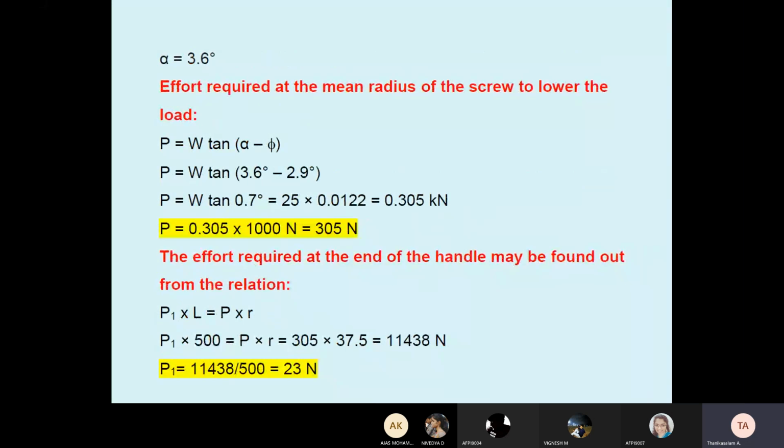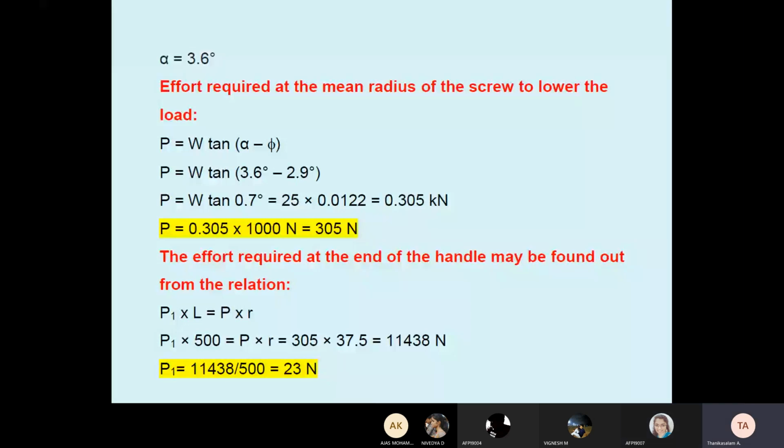So here we discussed two problems based on the screw jack. One is lifting the load, another is lowering the load. Okay. Students, any question? Any doubt?